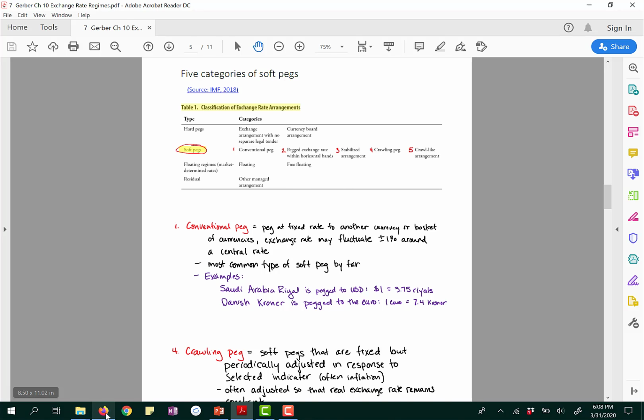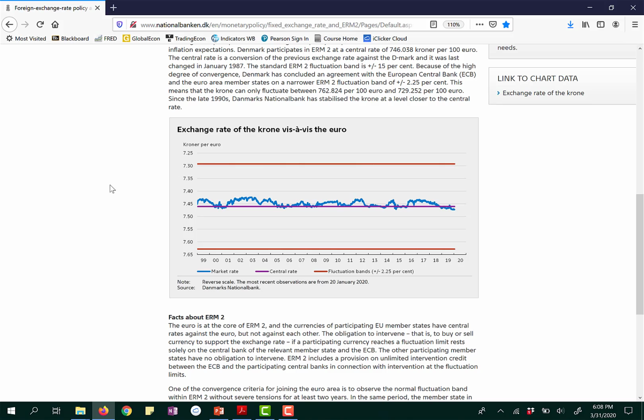So here's a nice depiction of that on the website of the Danish Central Bank, showing that the Danish krona is pegged to the euro at a rate of about 7.4 krona per euro. And so the blue line is showing the actual market rate that fluctuates a little bit according to supply and demand. That's actually an important thing I should mention. Even though governments with fixed exchange rates are able to control those exchange rates, they are still subject to the forces of supply and demand.